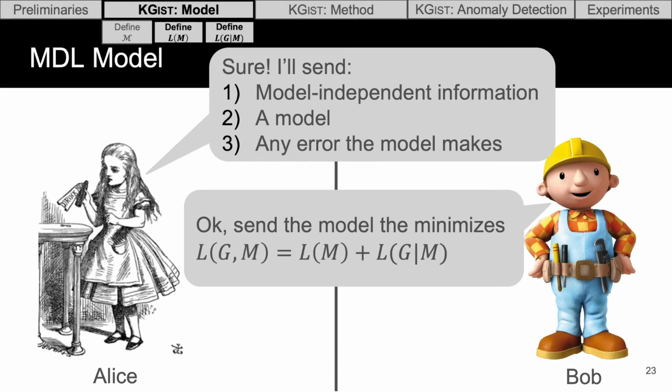So Alice is going to send 3 pieces of information. She'll first send some model-independent information, and this will have a constant cost, but we don't care about it for the context of model selection because it's model-independent. It's only dependent on the data. She will then send a model, and the model will serve to describe parts of the knowledge graph, but it might leave some stuff out, in which case it makes some error. So the last thing she'll do is send along any error explicitly that the model might make. And Bob just requests that she send this information as concisely as possible.